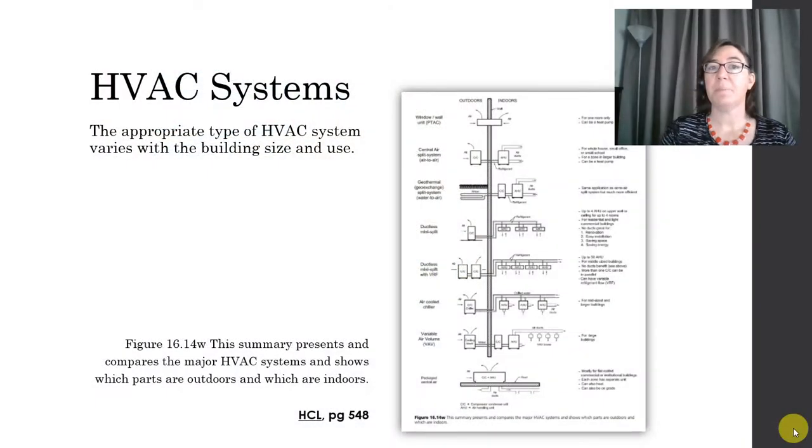There's several types of HVAC systems, and the appropriate selection of system varies, of course, with the building size and its type of use. Your textbook has this great chart here. What is it? Figure 16.14W. All right, so open that up and we're going to briefly take a look at these different types of systems.